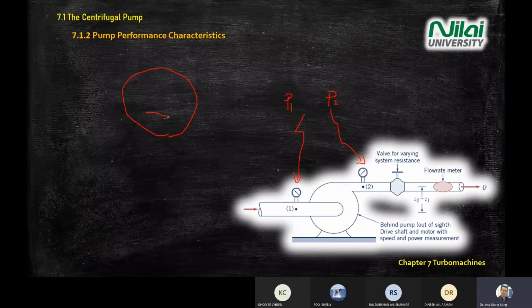How do you read a gauge? When you pump air inside, this is your gauge. What happened to the arrow? Does the arrow go down or go up? Go up.